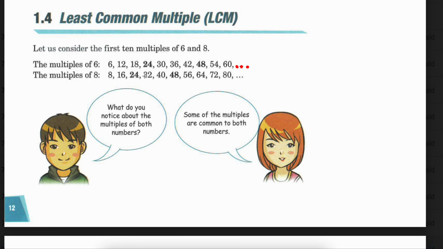Okay, so in this case, they listed the multiples of 6 and 8, and they bolded the multiples they have in common here. So they have 24, 48. If they were to continue listing the multiples, they would find even more common multiples. But again, we want to stop at a reasonable place because we just need to find the least common multiple, the smallest number they have in common, and that is 24.